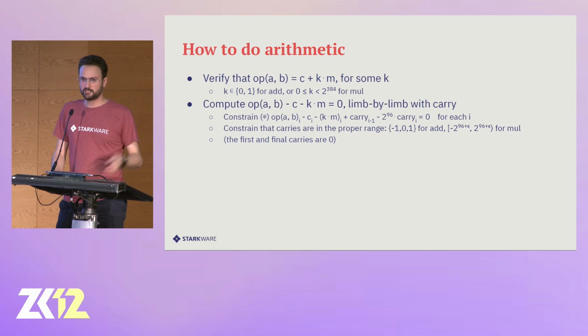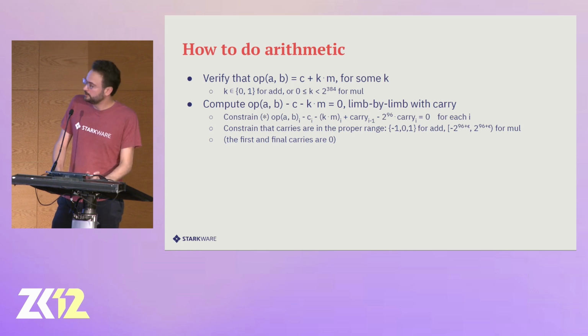And for multiplication, k can be as large as the full capacity of these limbs. Technically, it can be at most m, but we don't know m in advance, so m can be as large as 2 to the 384 generally. How do we verify that? We shift everything to one side, and we compute that this thing is actually equal to 0 by computing it limb by limb, and observing the carries and writing constraints down on the carries.